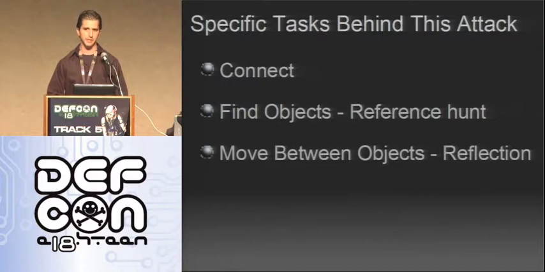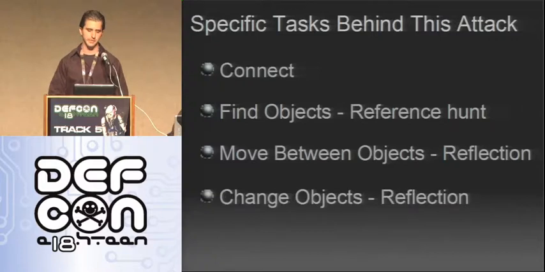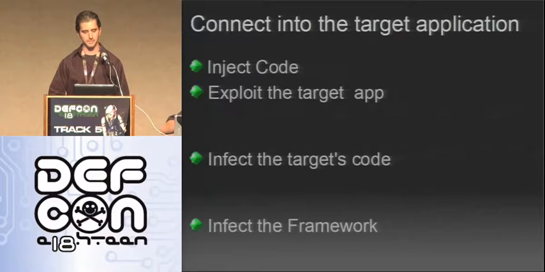Going to move between objects. Depending on your connection method, you might need to hunt objects. Other connection methods will give you references for free. And finally, we're going to change objects. Using reflection, we'll look at the metastructure of an object, use its signature, and edit it at runtime.